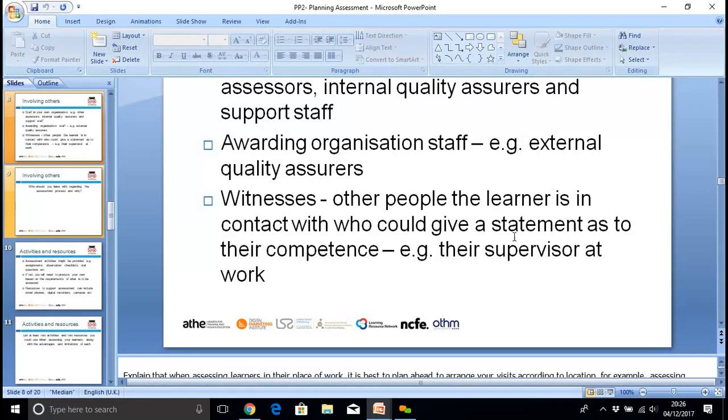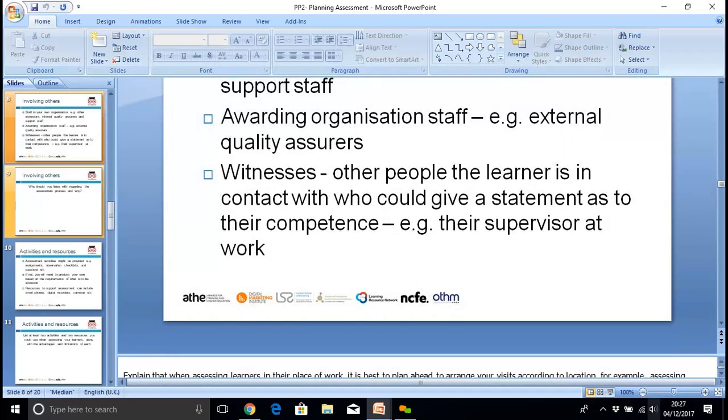Witnesses, other people that the learner is in contact with who could give a statement as to their competence, e.g. a supervisor at work. Now that is okay as far as it goes. The supervisor may be great. There may be other tradesmen that the learner is working with that are competent at the job, but do they know the standards? Are they aware of what's trying to be achieved? It's sometimes too easy to say, oh, well, he can do the job, so he's a good witness. They need to have some idea of what is being produced or what evidence is required, so that they can give a correct witness statement.